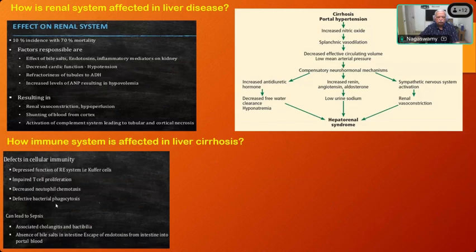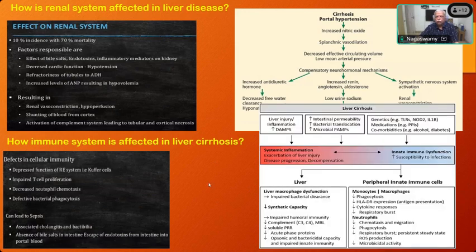These are all the things that happen, which lead to sepsis, which can be in the form of cholangitis or bacteremia, or it can be in the intestine, escape of endotoxins from the intestine into portal blood leading to septicemia also. So these are all the things that are there.